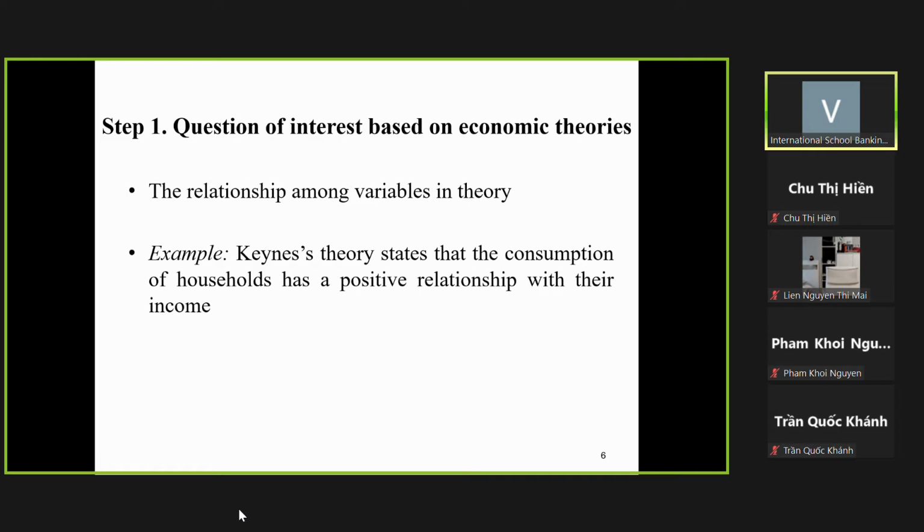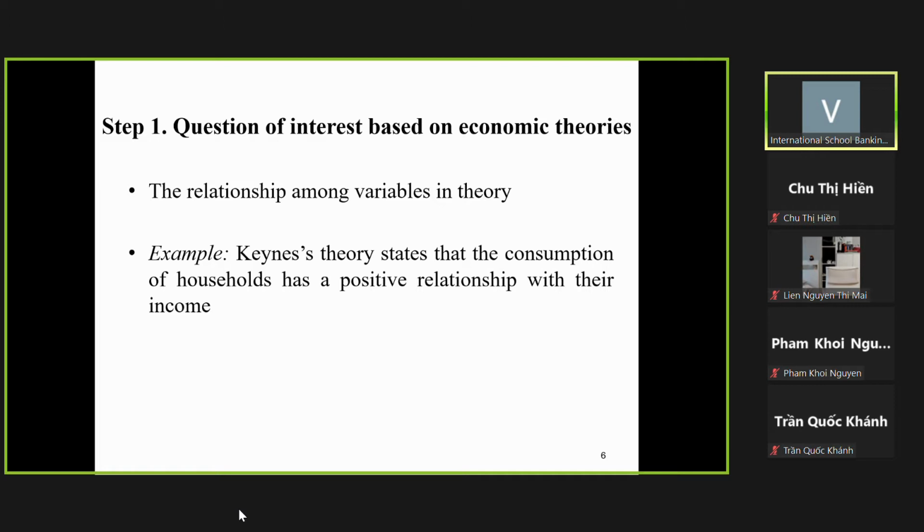Step one, the question of interest. As a beginning, you need to decide what you want to do, which topic you want to analyze. For example, when you do the assignment, the group needs to decide what you want to analyze. So the idea of the topics comes from the subjects you have studied in the program, or from the social experience, or from observation.